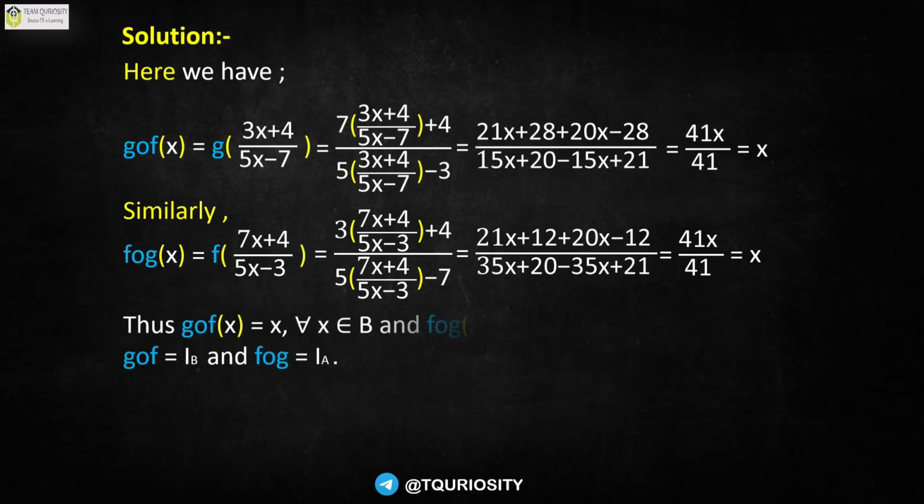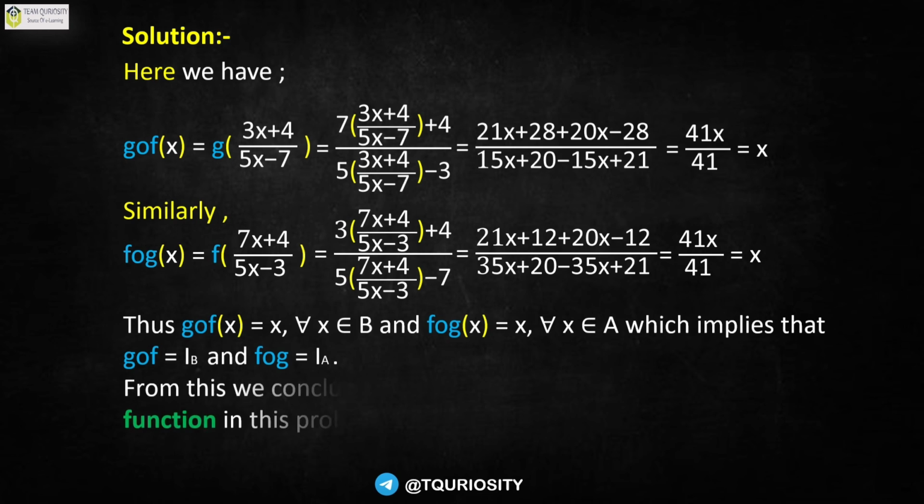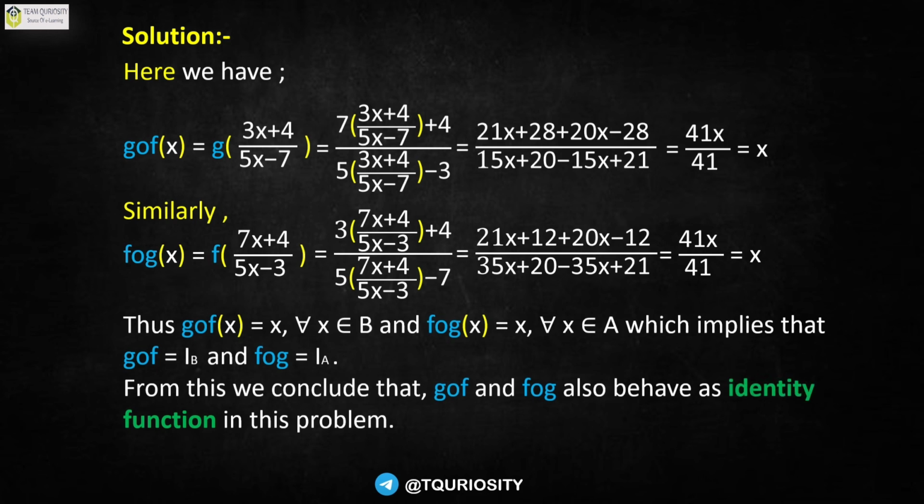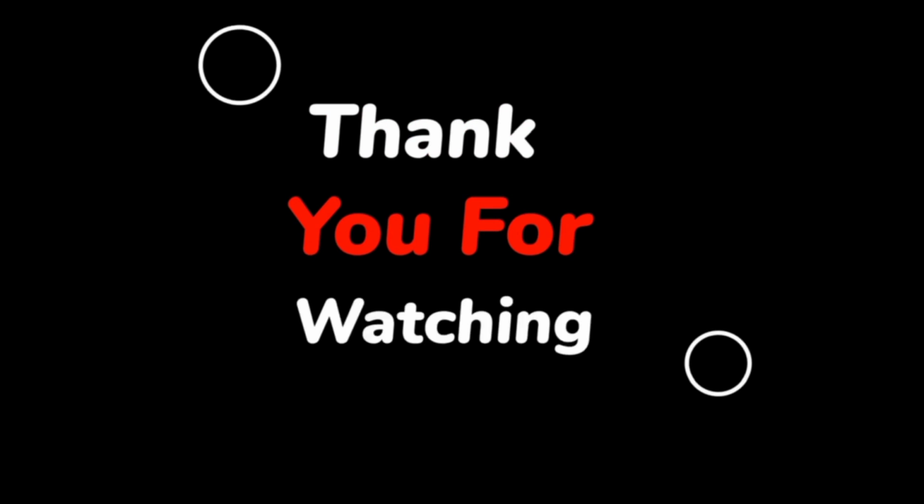Thus, g o f of x is equal to x for all x belongs to B, and f o g of x is equal to x for all x belongs to A, which implies that g o f is equal to I B and f o g is equal to I A. From this, we conclude that g o f and f o g also behave as identity functions in this problem.